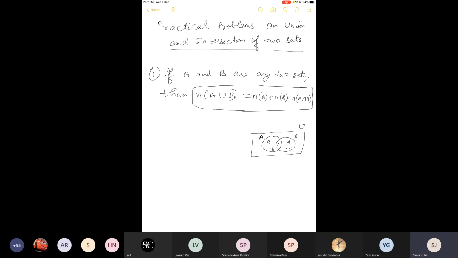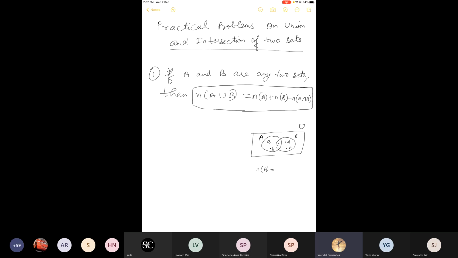So, in the Venn diagram, when there is a universal set which is represented by a rectangle, and we have two sets A and B, here we are going to verify this result. I have shown the elements of the sets, and with the help of this we can easily verify this result. Who will tell me what is the value of n(A) here? How many elements in A are present in this particular diagram?